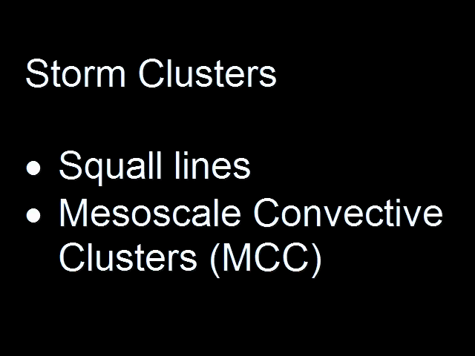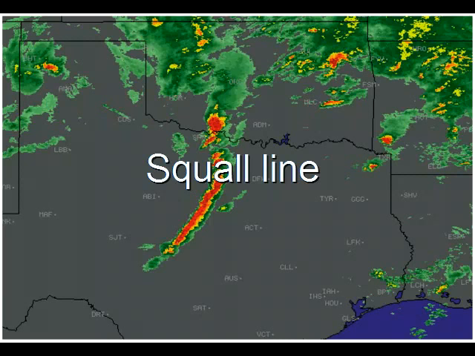When the conditions are right for the development of thunderstorms, they often develop in groups or clusters. These groups can take on two forms: squall lines or mesoscale convective clusters. A squall line is a narrow band of thunderstorms that develop along a front. We are looking at a linear band of cumulonimbus clouds that can last for many hours.